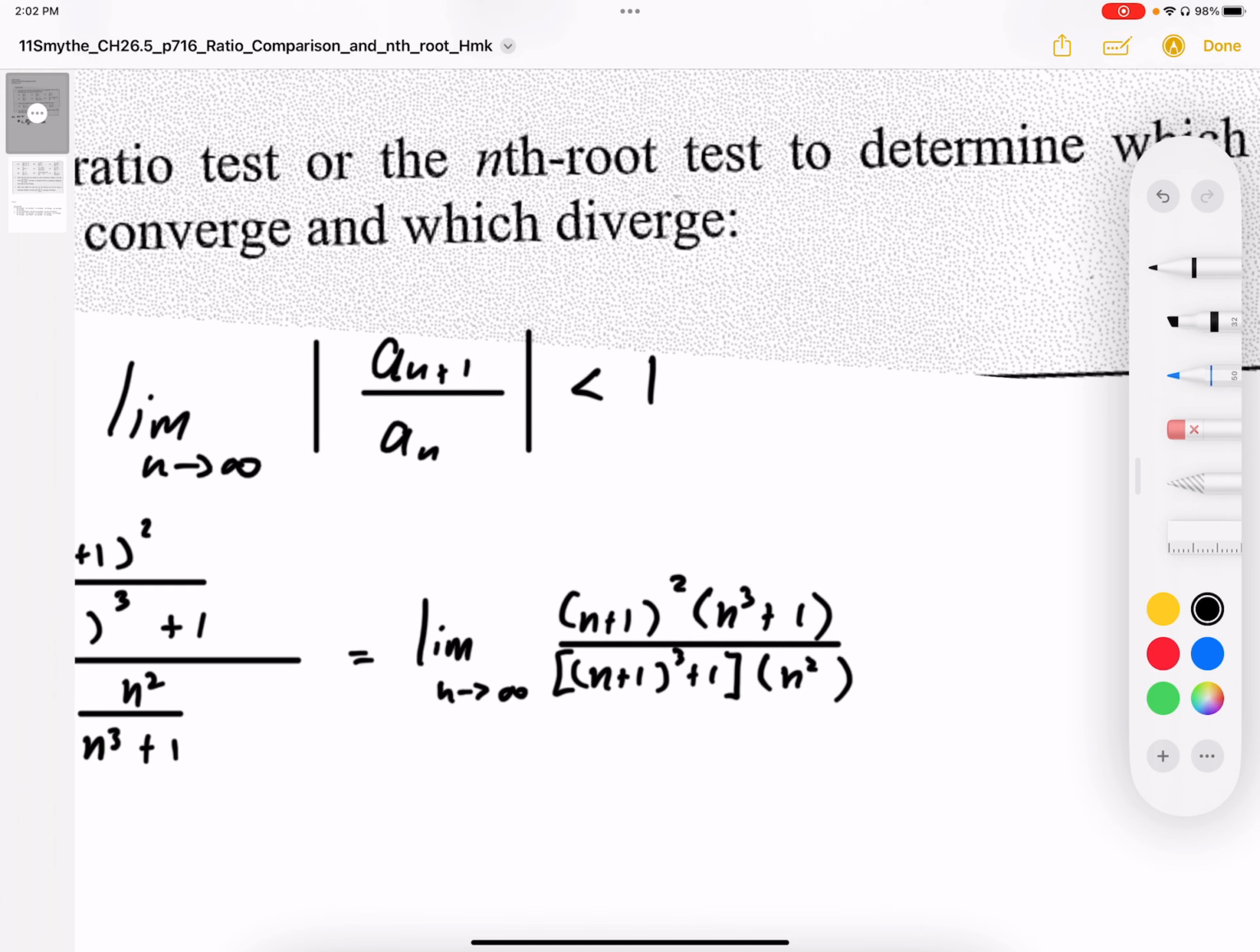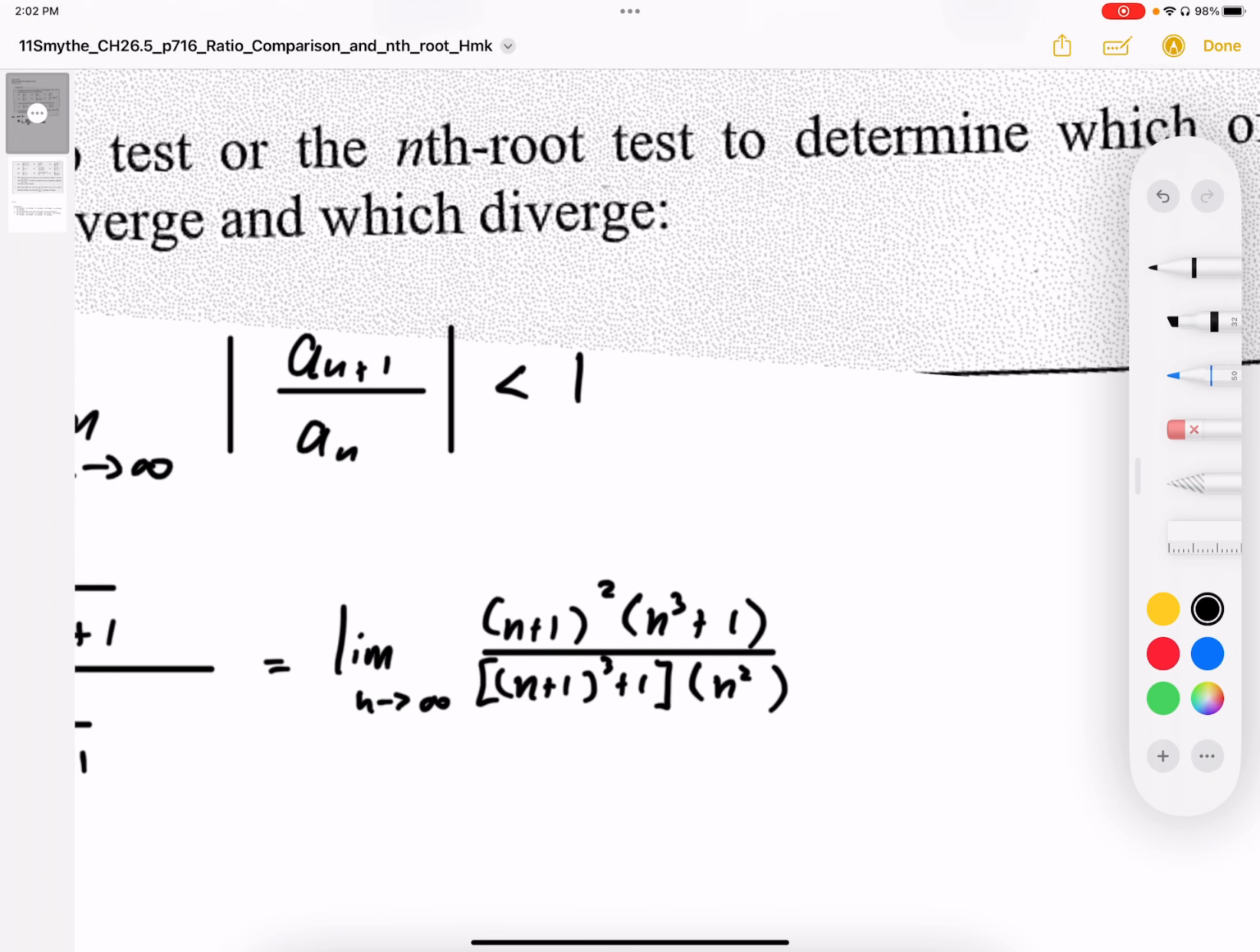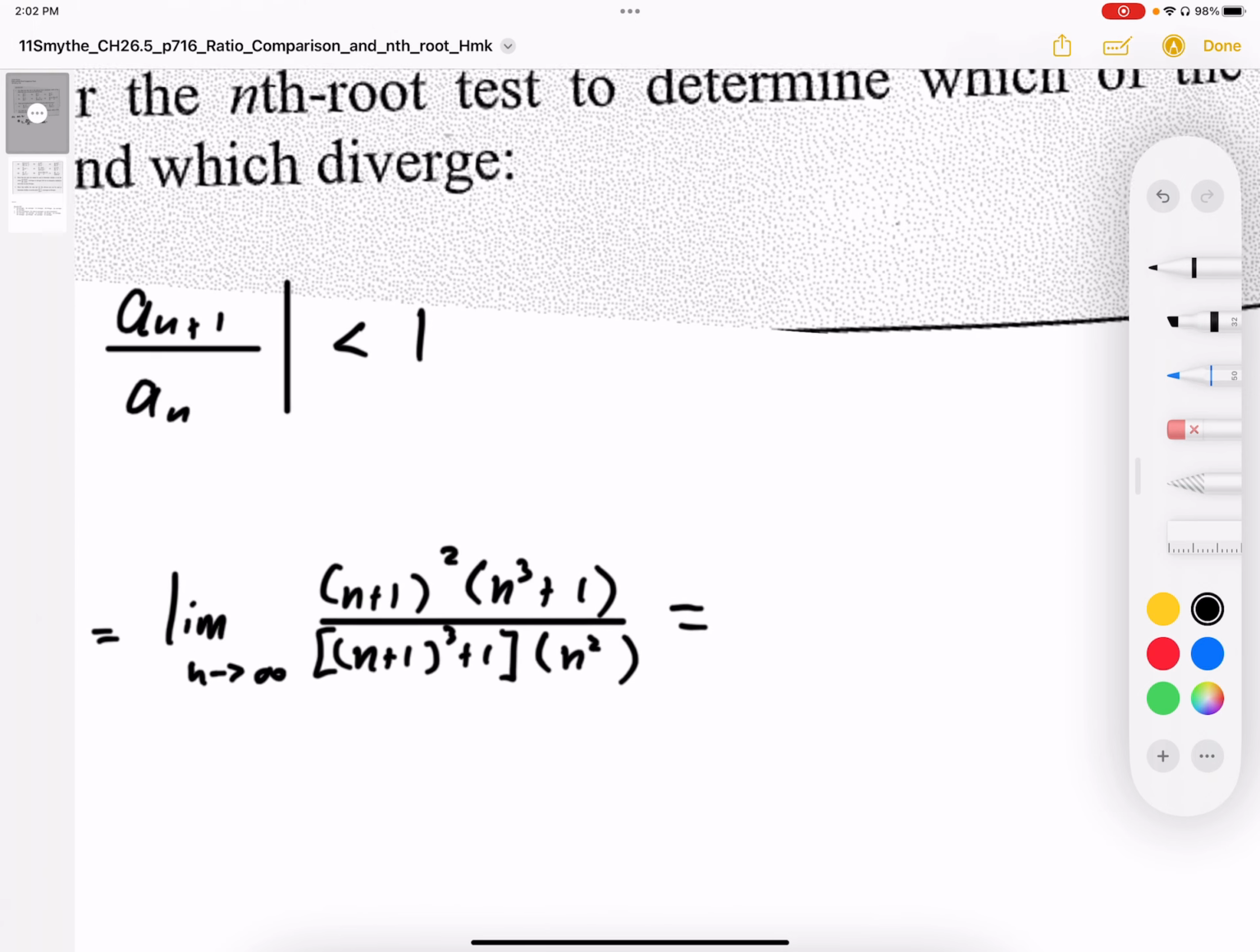Okay, now looking at this, this is really just a polynomial expression in the numerator, a polynomial expression in the denominator. So we can compare the degree of the numerator and denominator. We have an (n plus 1) squared, that's a degree 2, times a degree 3, so we have a degree 5 in the numerator. We have a degree 3 in the denominator with the (n plus 1) cubed, and then we multiply that with a degree 2 n squared, so we have equivalent degree in numerator and denominator.